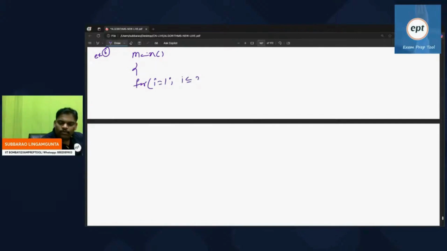For i equal to 1, i less than or equal to n, i plus equal to 2, x equal to y plus z. In a similar way, for i equal to n, i greater than or equal to 1, i minus equal to 2, x equal to y plus z.